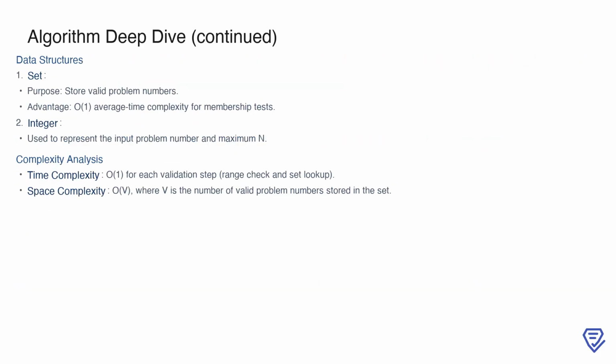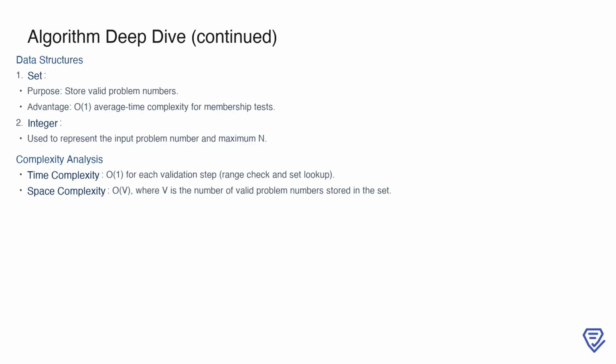The data structures used in this algorithm are straightforward yet effective. A set is employed to store valid problem numbers, offering O(1) average time complexity for membership tests. This makes it an optimal choice for quick lookups. Additionally, integers are used to represent the input problem number and the maximum value n, ensuring efficient numerical comparisons.